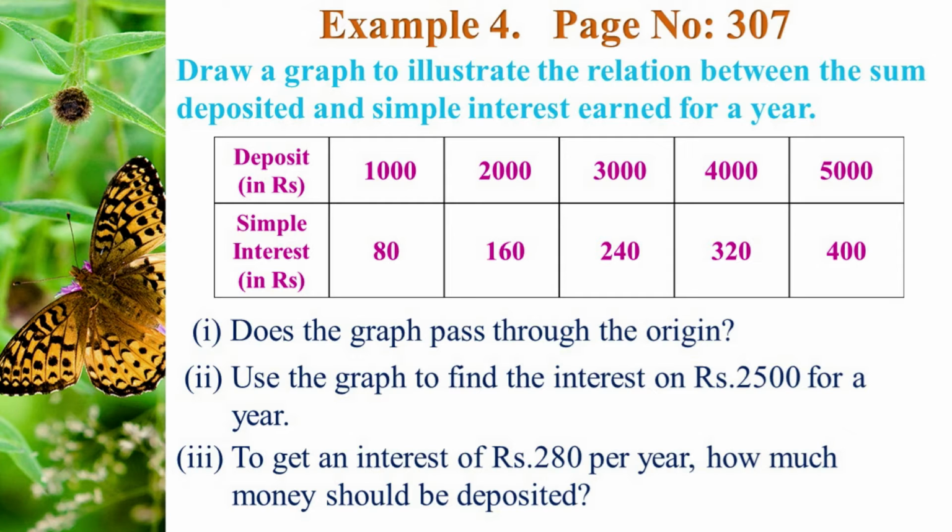First question. Does the graph pass through the origin? Second question. Use the graph to find the interest on rupees 2500 for a year. Third question. To get an interest of rupees 280 per year, how much money should be deposited?